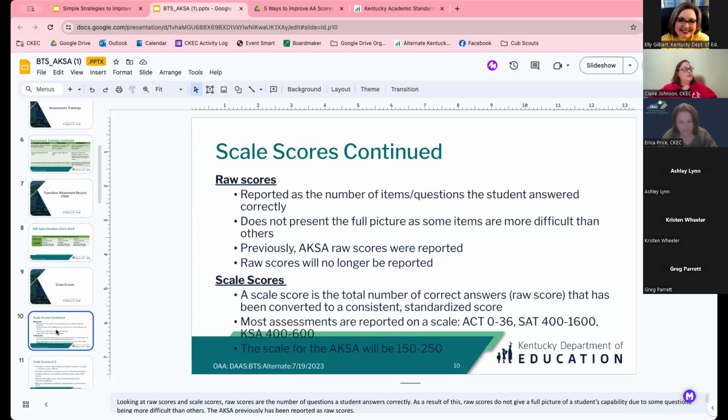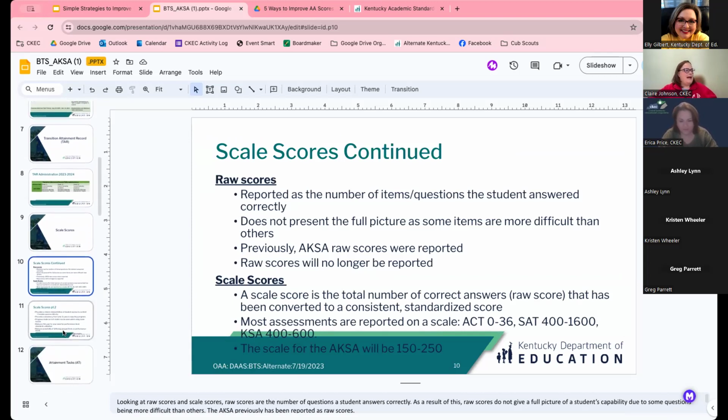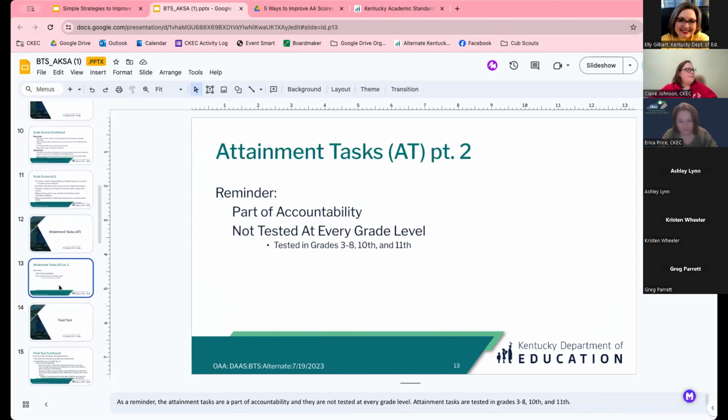The scores will be reported as scale scores, or were reported as scale scores this year, which was a change from raw scores in the past. And then attainment tasks are the biggest part of alternate assessment, and they are like multiple choice questions. They're presented one at a time, and that is the bulk of where our scores come from with alternate assessment.